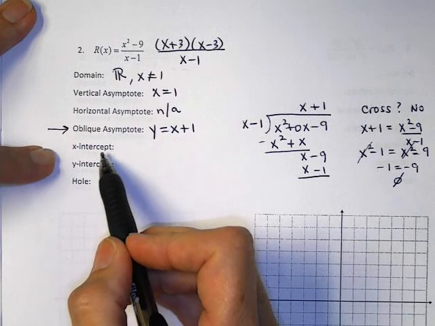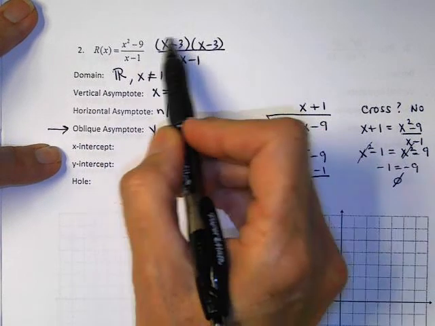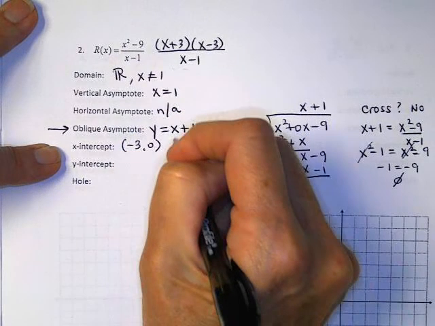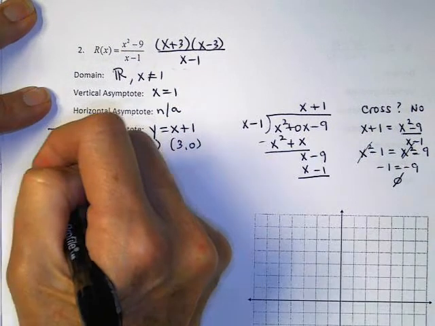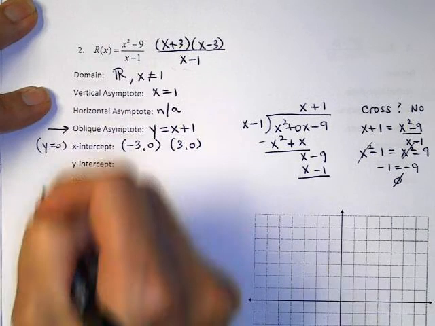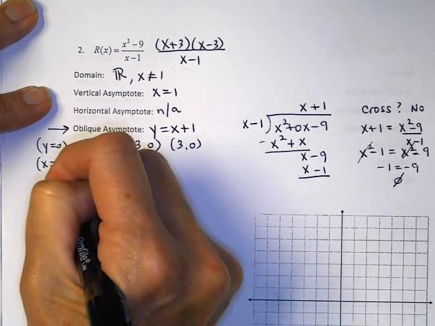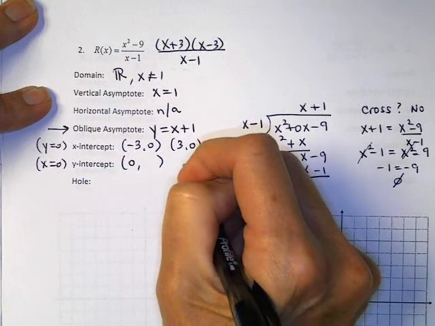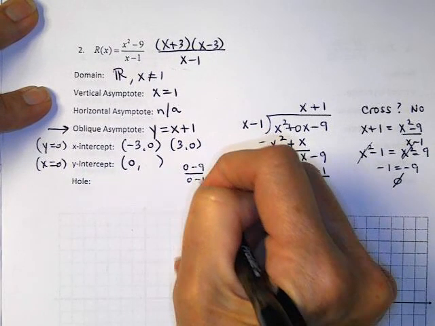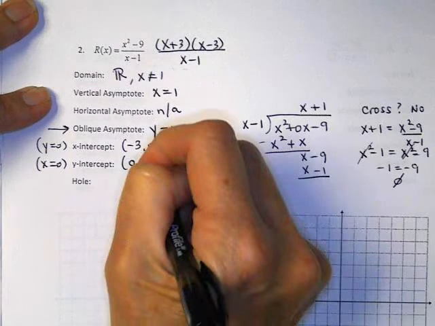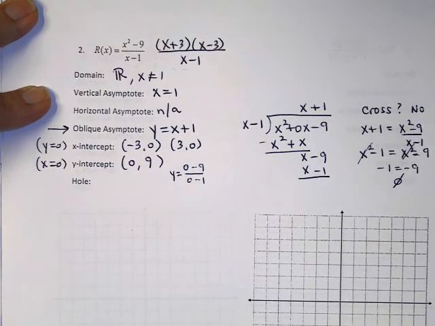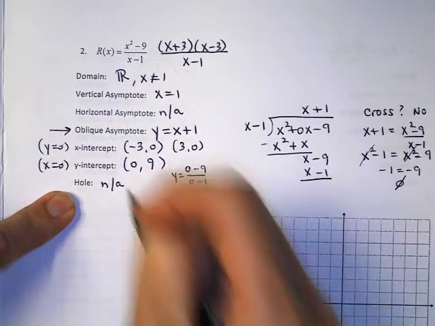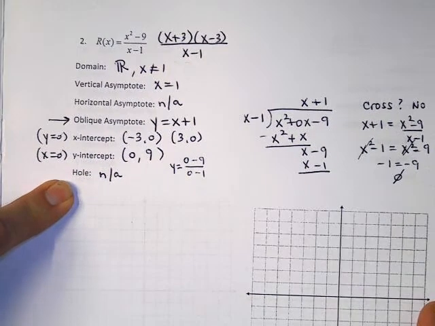All right, x-intercepts, right? We look where the function would equal 0. Well, that's where my numerator would equal 0. So that's going to be at -3, 0 and 3, 0, right? That's where y equals 0. And my y-intercept is where x equals 0. So that's 0, comma, if I plug 0 in here, that's 0 minus 9 over 0 minus 1. To get the y value, that's going to be 9. So 0, 9. And then there are no holes on this one either because nothing canceled out. We will do an example where you have a hole, so if you've forgotten that, we'll come back to that.